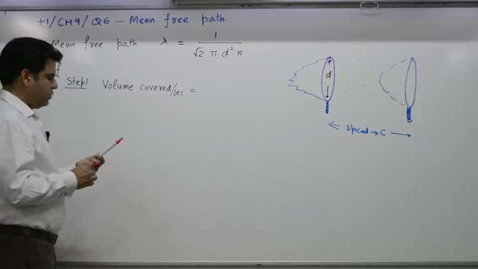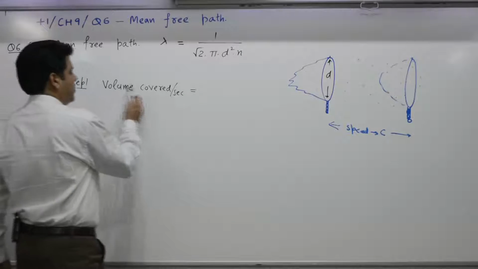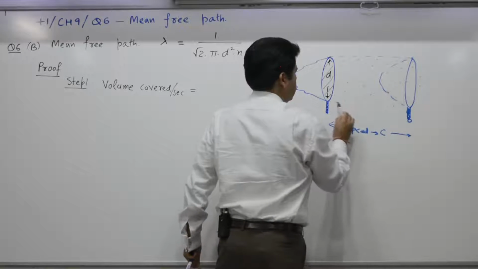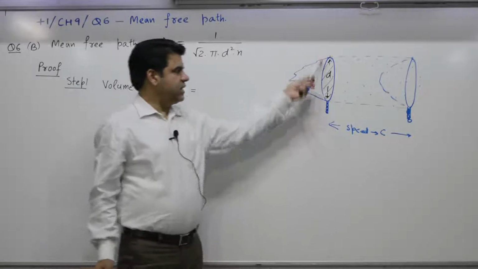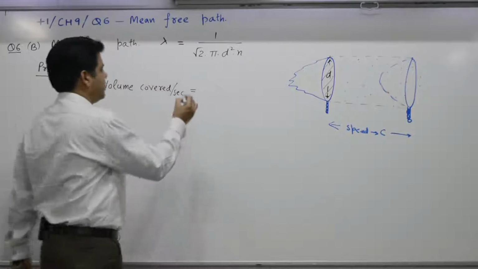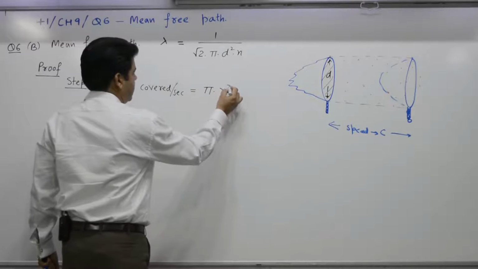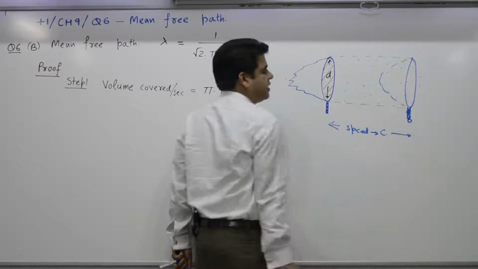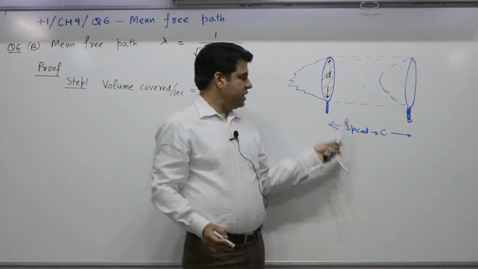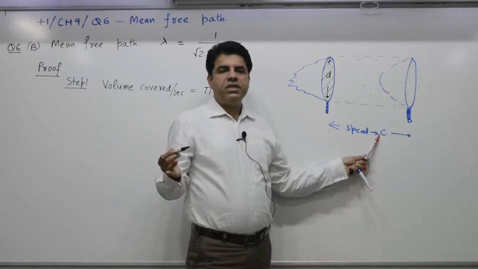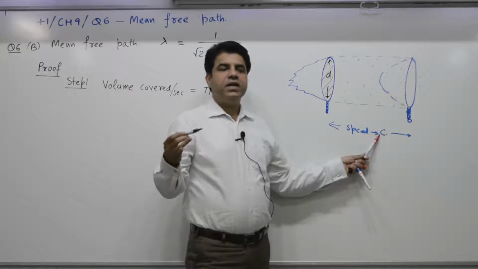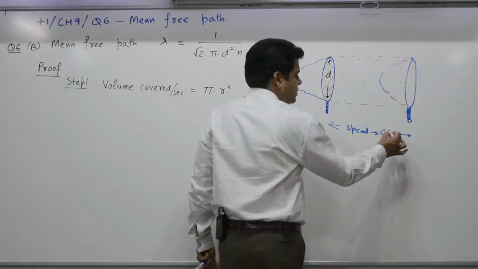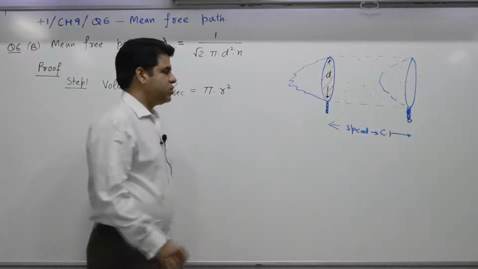So what is the volume covered per second? Area, the cross-sectional area, into this length. What is the cross-sectional area of this ring? Pi r square. Pi r square, area into distance covered. Distance covered in 1 second. The speed with which this ring moves is c meters per second. What is the value of c? Yes, the average speed with which it moves, c, and how much distance will it cover in 1 second? c into 1. So, what is the distance covered?